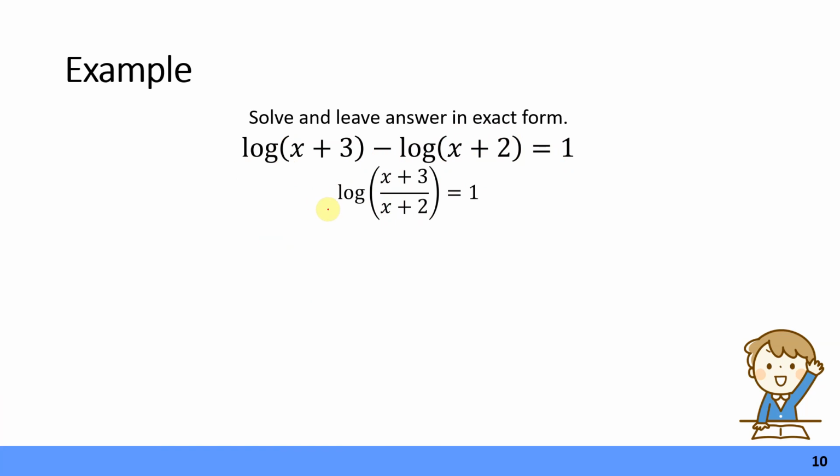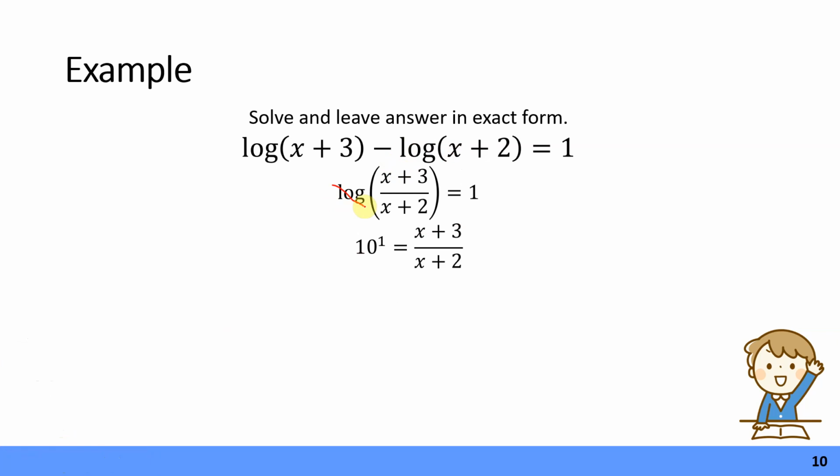Now, step 2 is to convert this into an exponential. To convert this into an exponential, we start with a base. Since there's no base, remember it's an invisible 10. And then I just rewrite it. So I'm going to have 10 to the power of 1 equals this whole mess. So I have 10 to the power of 1 equals that. Once you rewrite it as an exponential, the logarithm is gone.